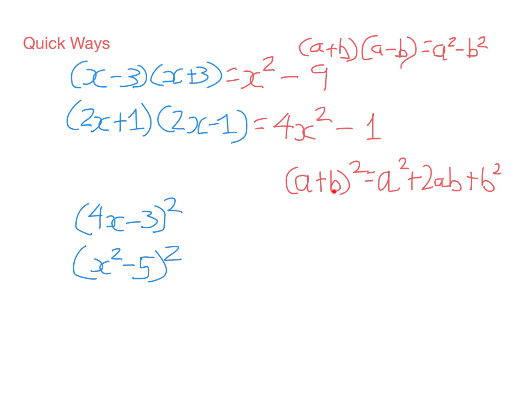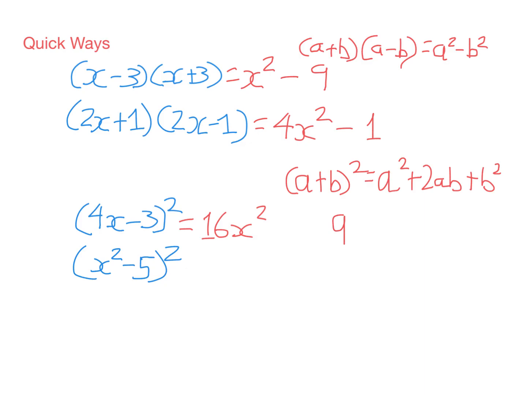They just square the first and square the second and they forget about the middle term. So here is a perfect binomial square. To do this quickly, I'm going to square the first. So 4x all squared is 16x squared. I'm going to square the second term.